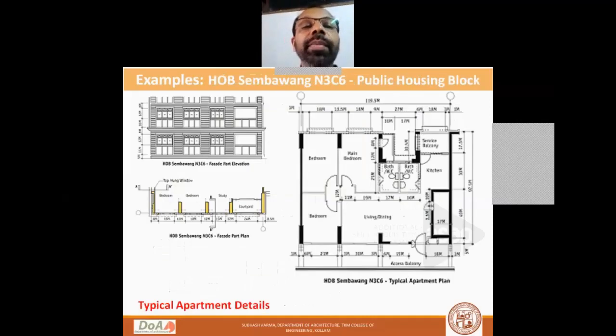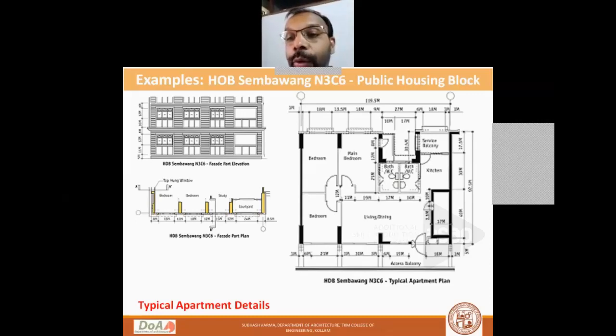This is another example, which is a housing project. You can see the typical flat unit. They have used different modules in the planning of the flat unit. The facade plan is also given on the left. They have used the modules of 32 M for the height and 8 M for the detail.